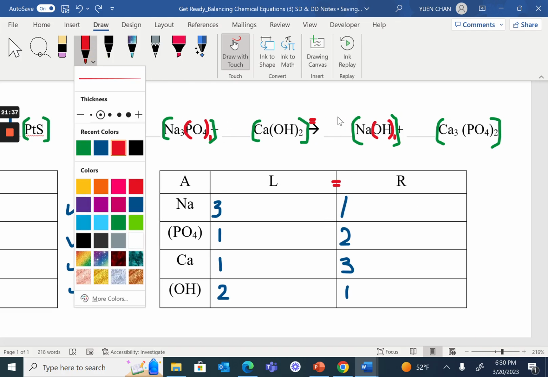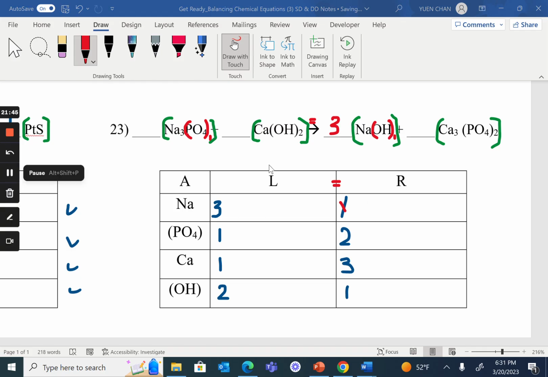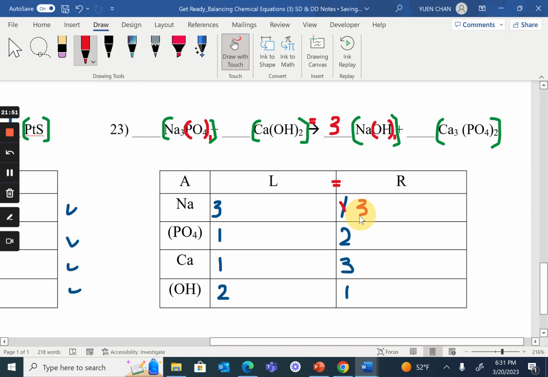Okay, on the right-hand side, I want to put the 3 right here to make 3 Na, but then I have to change the whole compound. So I'm going to put the 3 in front of NaOH, but then I have to change the whole thing. I change my Na to be 3, and then I change my OH to be 3. All right, then Na is balanced, but we have something else not balanced. So PO4, Ca, and OH, none of them is balanced.